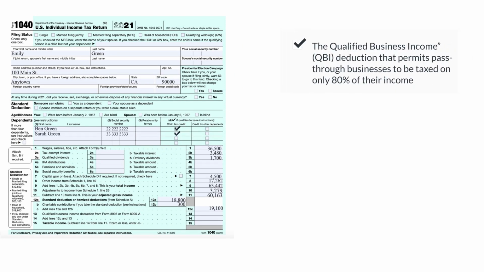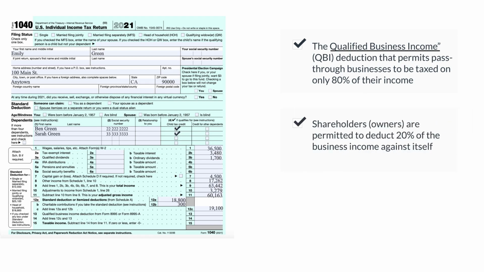The Tax Cuts and Jobs Act introduced in 2018 a qualified business income deduction for pass-through entities that permits pass-through businesses to be taxed on only 80% of their income. This QBI deduction was necessary to keep pass-through business tax rates reasonably in line with corporate tax rates, which were reduced to 21% under the TCJA, when stacked on top of qualified dividends or long-term capital gains tax rates.